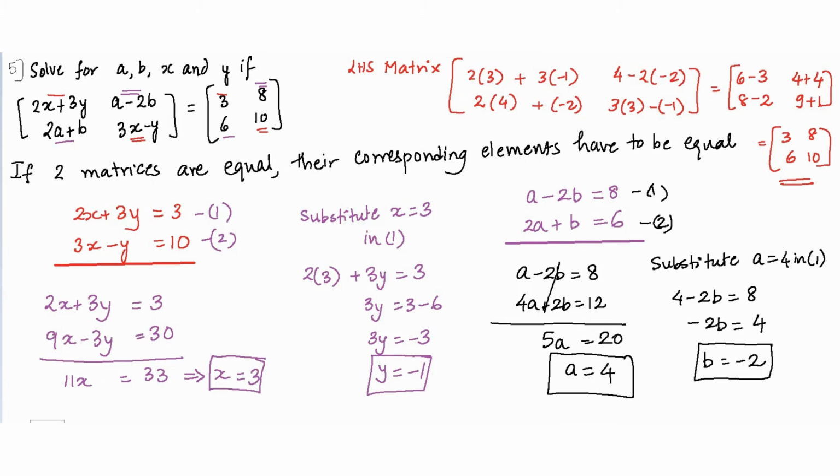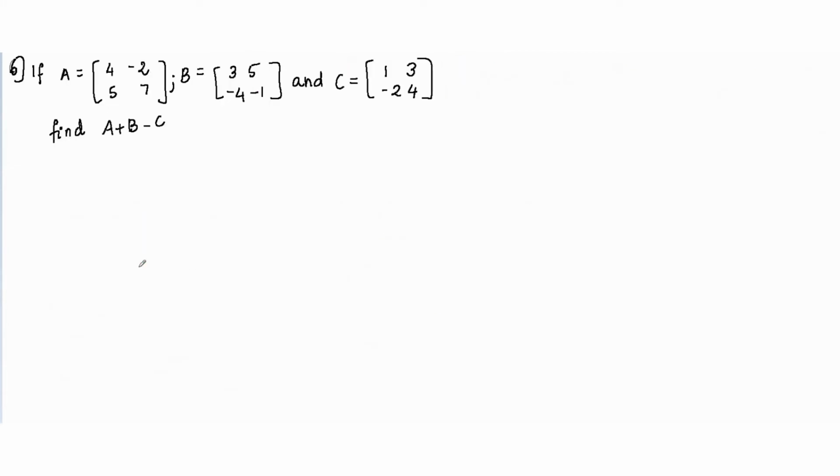Okay, let's move on to the next question now. So in this question, three matrices are given to me, A, B and C. I am supposed to find A plus B minus C. Okay, let's substitute now. So let me write the solution. So let us find A plus B minus C. Let's substitute the different matrices.